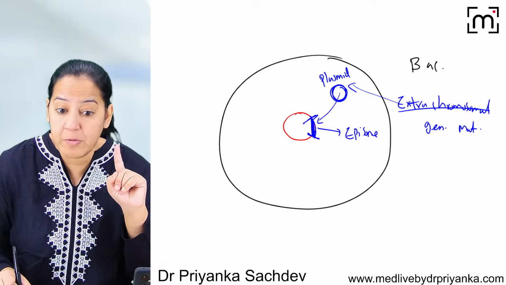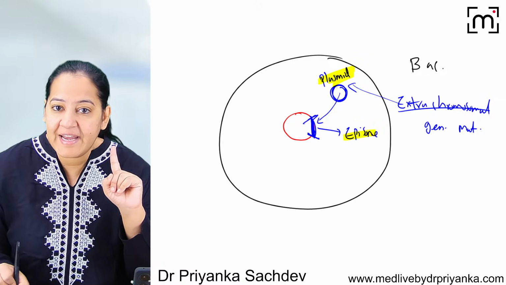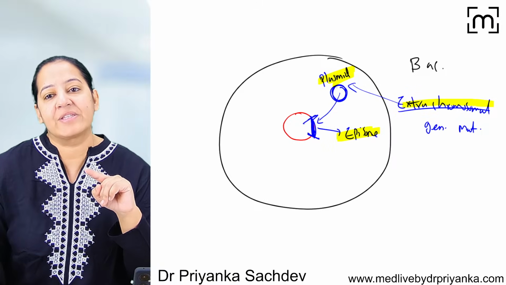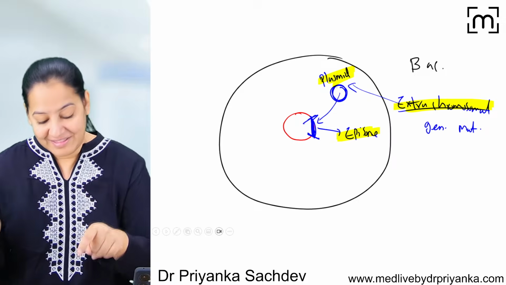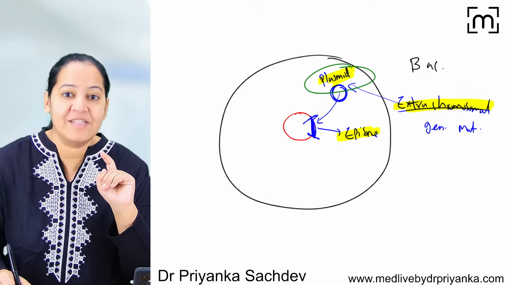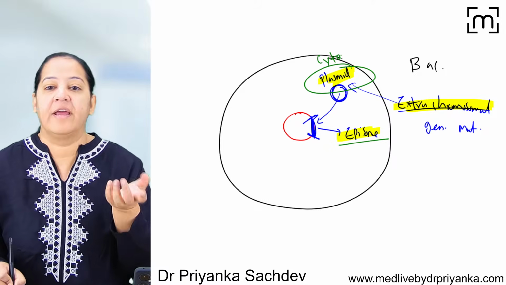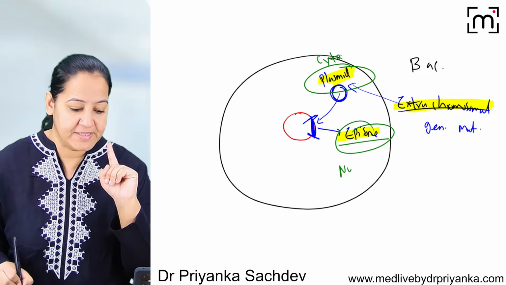Both of them are not chromosome. Both of them contain DNA. That's why both of them are known as extra chromosomal genetic material. The point is that you have to understand plasmids are present in the cytoplasm, and once the plasmid goes in the nucleus and integrates, it is known as an episome. So episomes are present in the nucleus.